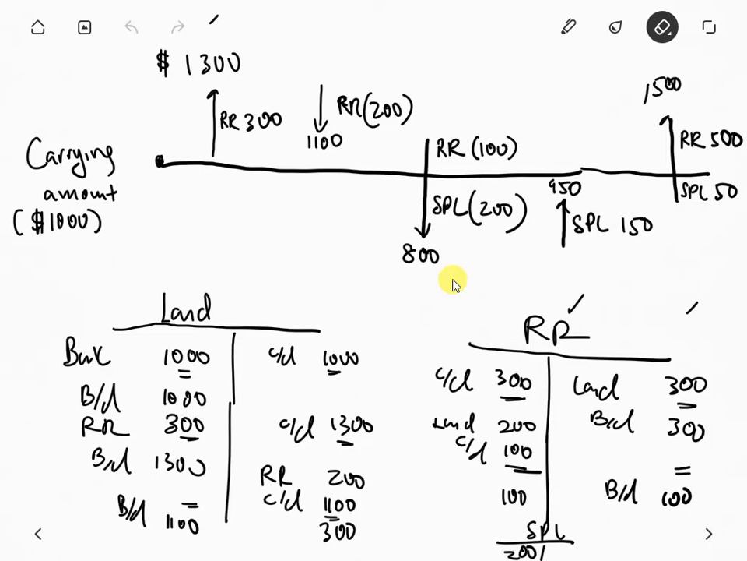1,300, 700 expenses. 1,300 to 1,500, income 200. 1,500 to 2,100: 500 income, 100 will be RR. So this is on land, without depreciation.